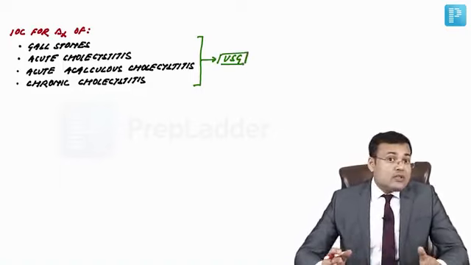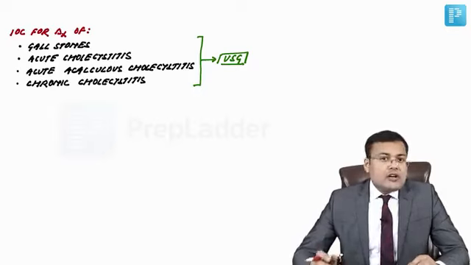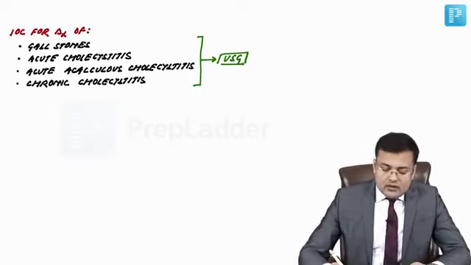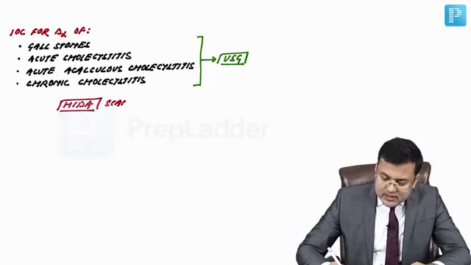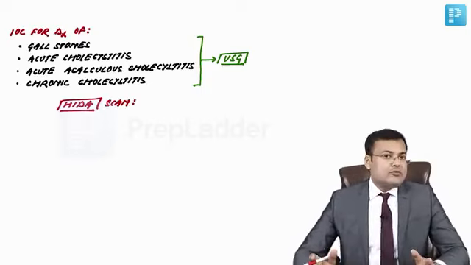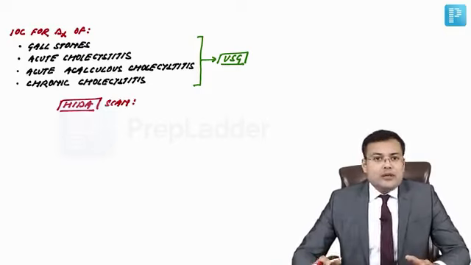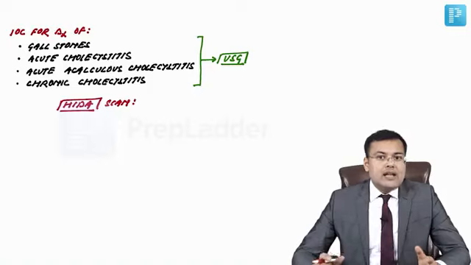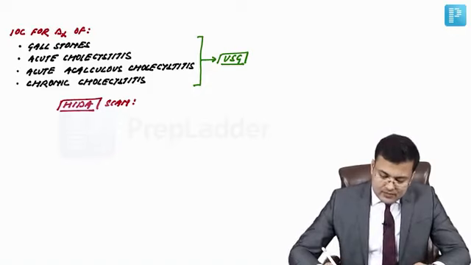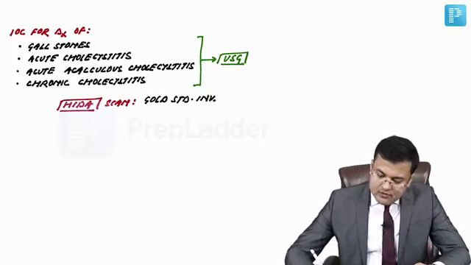And what is the gold standard investigation for diagnosis of acute cholecystitis? The gold standard investigation for diagnosis of acute cholecystitis is HIDA scan. HIDA scan, what is the full form? Hepatobiliary iminodiacetic acid scan. Hepatobiliary iminodiacetic acid scan is the gold standard investigation for diagnosis of acute cholecystitis.